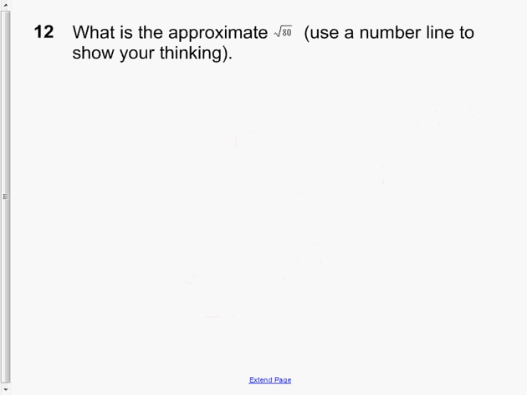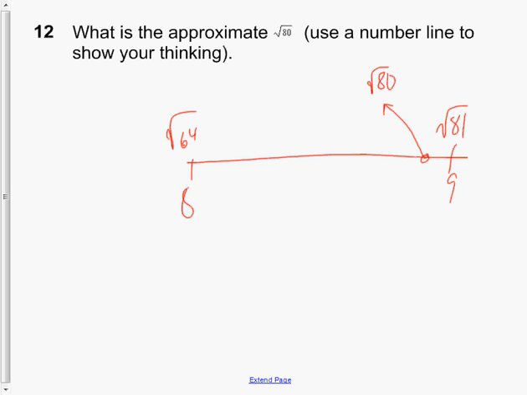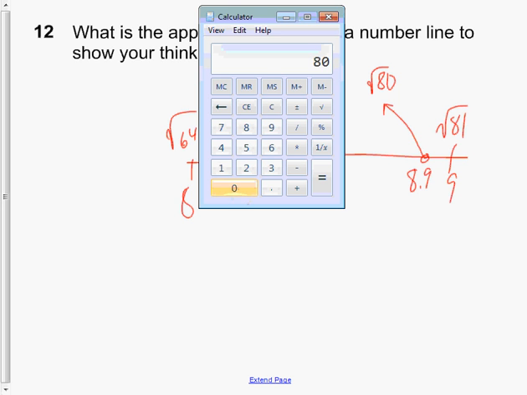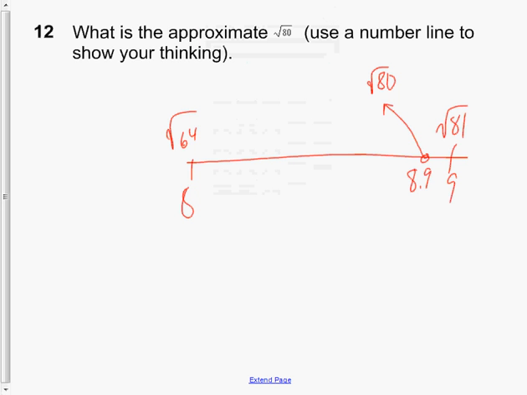Question 12, what is the approximate square root of 80? Square root of 81 is 9. Square root of 64 is 8. Therefore, the approximate square root of 80 would be approximately 8.9 or 8.8 something. If I put it in a calculator, square root of 80 is 8.94. 8.9 is a good estimation.